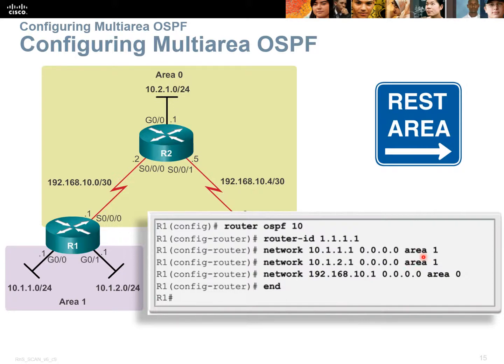And that would have been a better indication of what it is. But this is how simple it is to set up multi-area. You just say what networks they are and which area they're a part of.